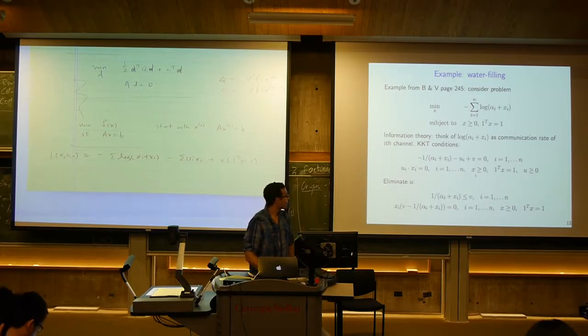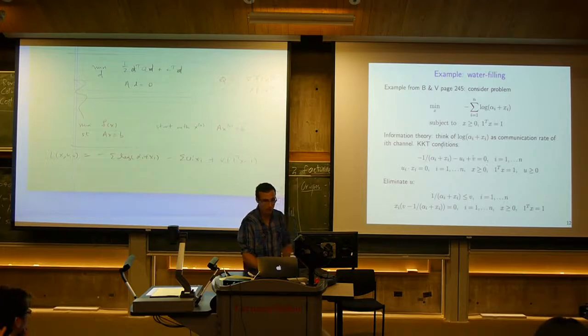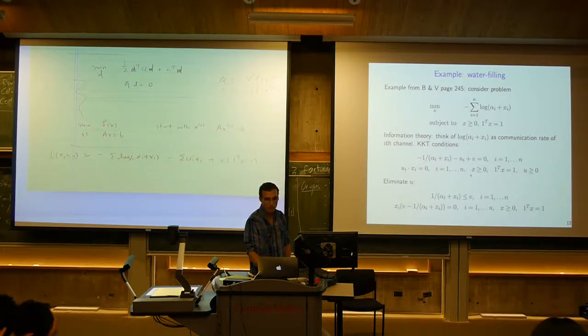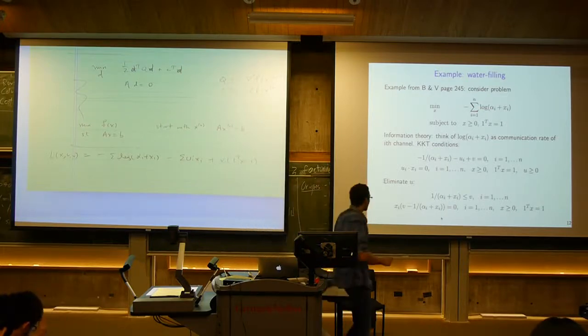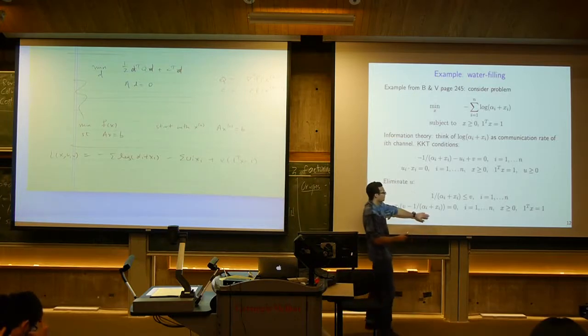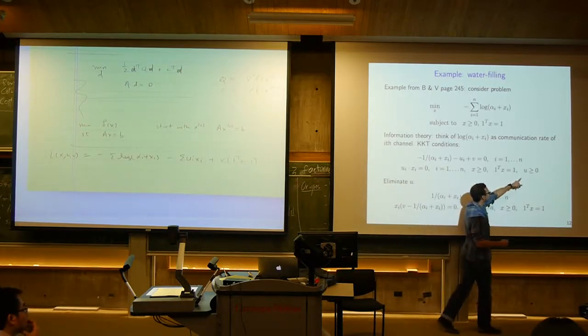So the first thing that we might think about doing when we see this system of equations we're trying to solve is to eliminate u. We can, for example, eliminate u just by this first equation. So u_i in every component must be equal to minus 1 over alpha_i plus x_i, plus v. And so that turns complementary slackness into this, right? I've substituted in for u_i. And then that turns dual feasibility into this.